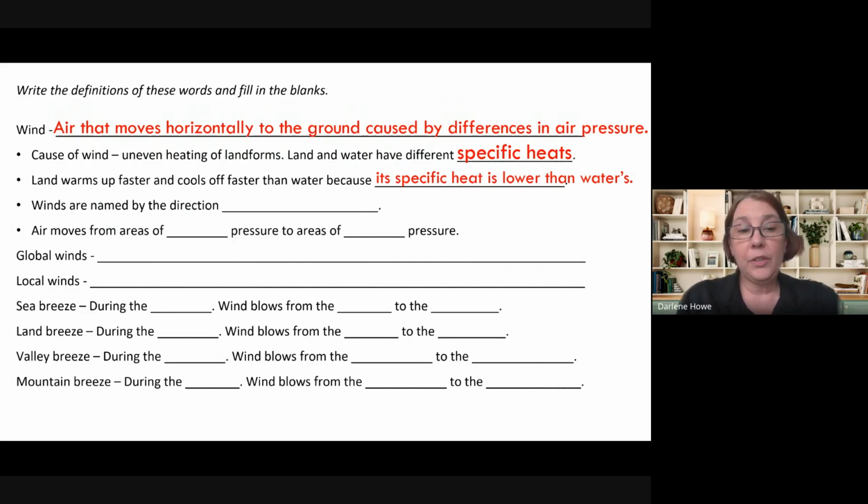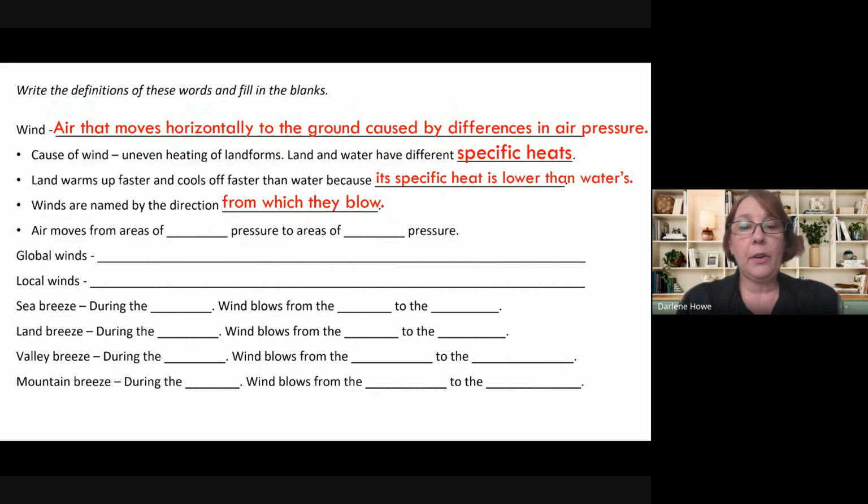What do you think? Winds are named by the direction from which they blow. This is a weird way of saying winds are named by the direction from where they start. If a wind starts in the west, it's going to be named after the west. It's a westerly or something like that. So if it starts over the land, it's going to be a land breeze. Winds are named by the direction from which they blow. So in other words, from where they start.